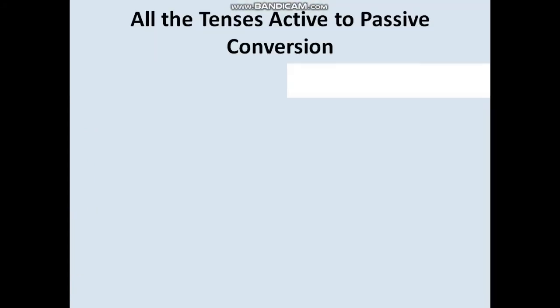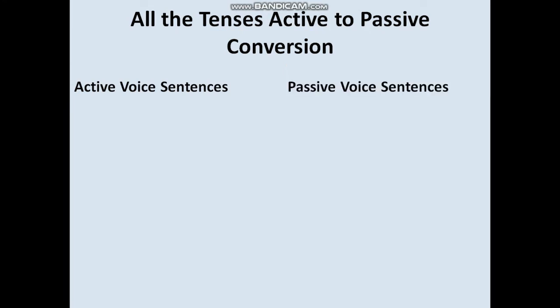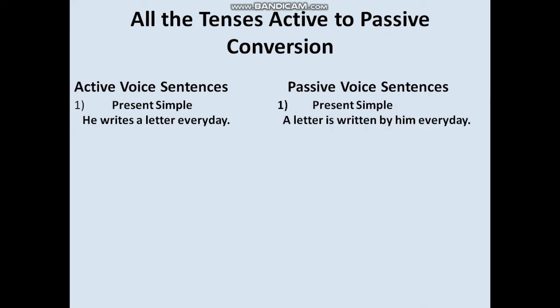So these are the examples and sentences of how to convert active to passive. Here comes present simple: he writes a letter every day. I have used the subject first here, but in passive I have used the object first. A letter is the object in this sentence, and I have used is written. We always use the third form, by him, and when I use he in the last of the passive voice, I converted its case from subjective into objective.